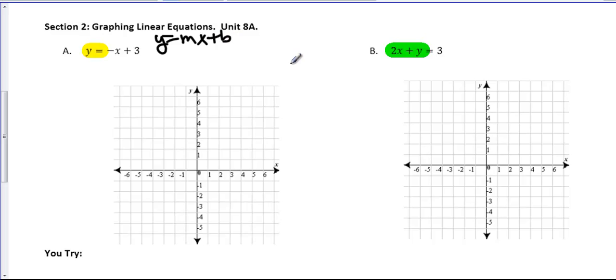And we learned about slope-intercept form being y equals mx plus b. So in this problem, my m would be negative 1 over 1. And my y-intercept is 0, 3. And the way we graph this is we went 1, 2, 3 to the y-intercept, and then down 1 over 1, down 1 over 1, down 1 over 1.